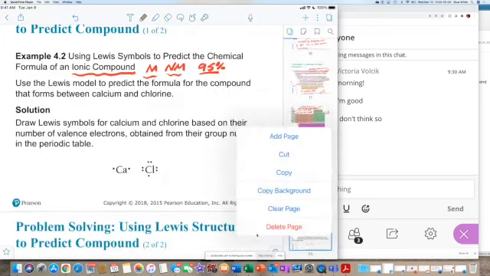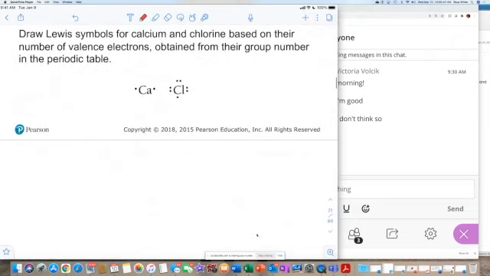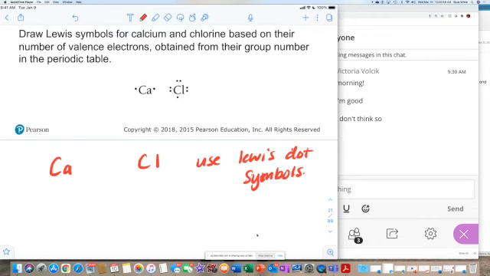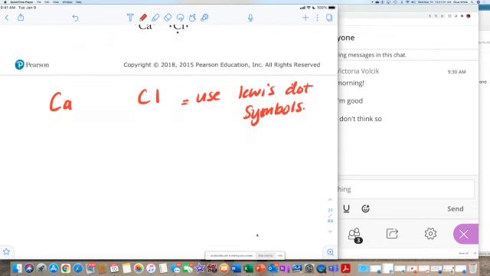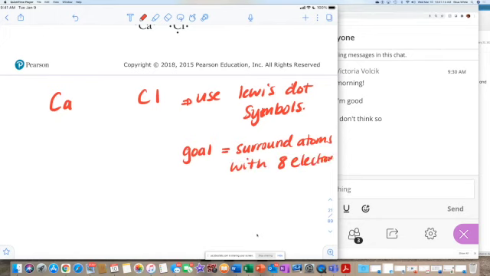So I'm going to add a page here as we talk about the structure. When calcium and chloride want to form a compound, how do they bond? Okay, so we're going to use Lewis dot symbols. As we're using this, remember the overall goal is to surround atoms with 8 electrons. I'll say here, if possible, right?